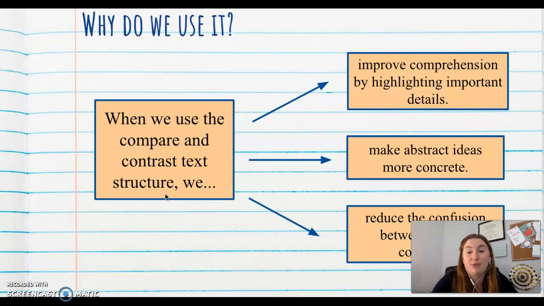Also, it reduces the confusion between related concepts, okay? Sometimes you feel like they're kind of almost the same person, right? But then you notice, wait, they're not. They actually have differences. And actually writing those things down can really help you to conceptualize it.